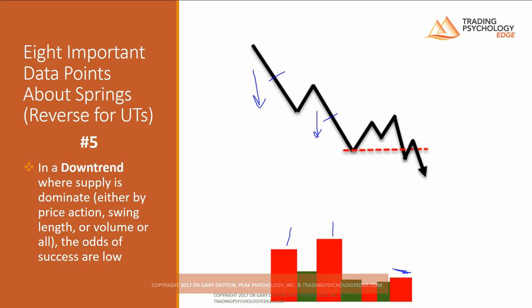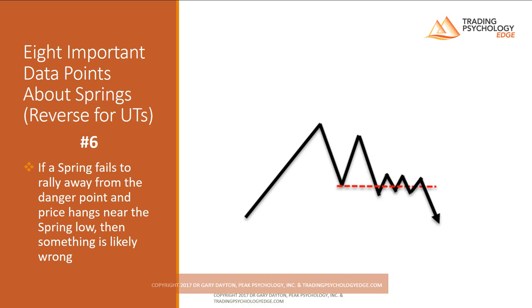And the reverse, of course, is true for an upthrust. We see upthrusts all the time in an uptrend, and it's usually just a little bit of supply coming in where traders are taking profits, and then that sets up a little bit of a pullback, and people think, oh, it's an upthrust, let's go short, and then they're in trouble.